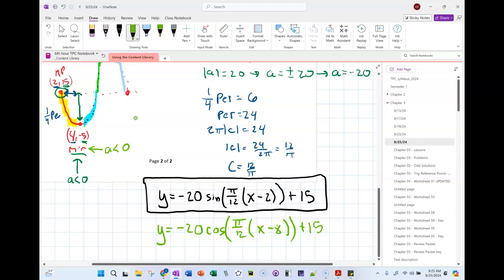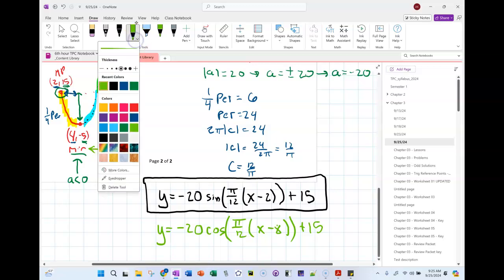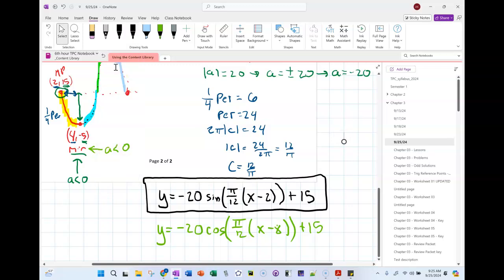The h is different because it's based on the point, and the k will always stay the same. So the only things that can change are the sign on a and the h. When you write a sine function versus a cosine function, those are the only things that can change. The c and the k will be the same, no matter what one you pick. How did that feel? It's okay?